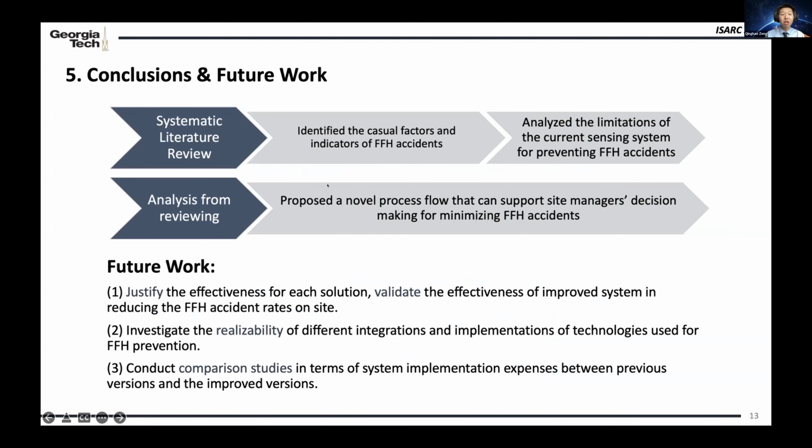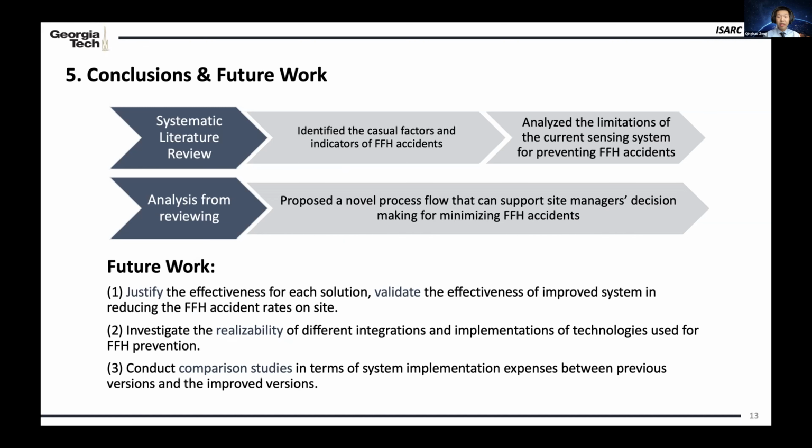Okay, so here comes the conclusion part. This literature review-based research identifies several factors and indicators of FFH accidents, and also analyzes the limitations of the current sensing systems for preventing FFH accidents to a large extent. By analyzing the literature, a novel process flow for optimizing the decision-making process for preventing accidents by site managers is proposed.